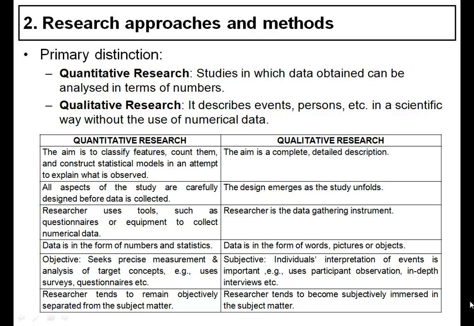Quantitative research consists of those studies in which the data obtained can be analyzed in terms of numbers. However, qualitative research describes events, persons, etc. in a scientific way, but without using numerical data. The table below shows a comparison of the features of quantitative and qualitative research. I am not going to read each and every one of the features, but you can pause the video now and read through it so that you understand the main differences between them.